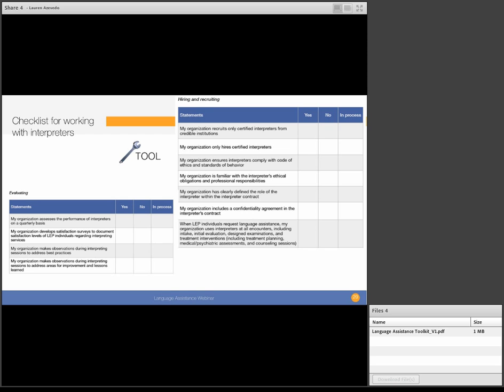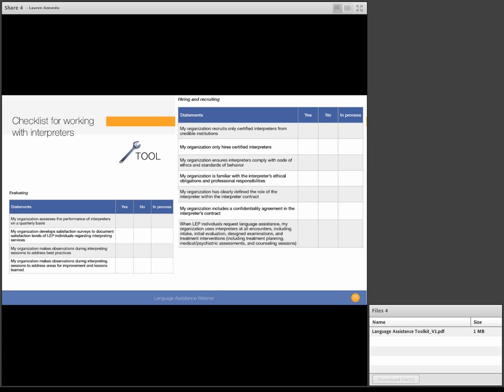First is directness, the extent to which the organization has policies and is carrying them out. The second is manageability, the extent to which the policies are managed and overseen. The third is visibility, the extent to which people who need these policies know that they exist and know how to use them. So in the next slide, we show you another tool to assess your language assistance policies.